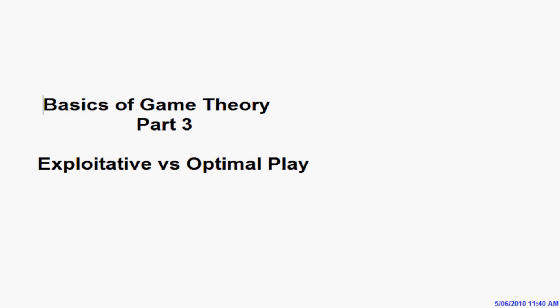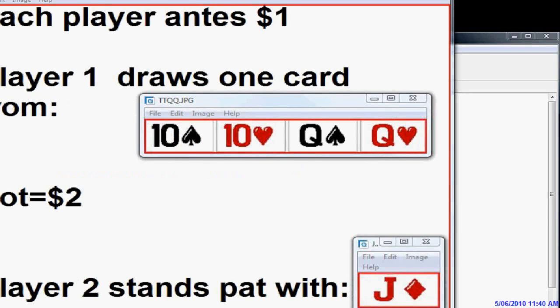Hi, this is David again, and this is going to be part 3 of the basis of game theory. We'll be doing a little bit of review again of the things that we learned in the first 2 parts, but what this video is primarily going to be on is explaining the difference between exploitative and optimal play and when to use each. Now, what we're going to first do is return to the same little game that we've been using for demonstration purposes.